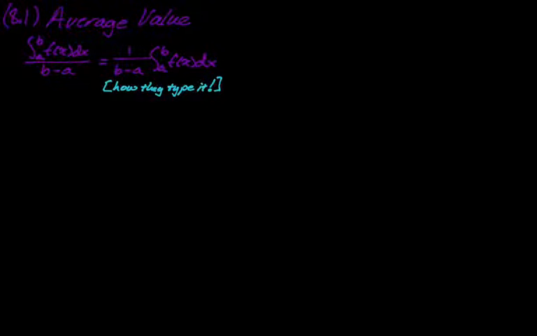First section is average value. So what does average value look like? Average value is the integral from a to b of f of x dx divided by b minus a. You will also see it written as 1 over b minus a times the integral from a to b of f of x dx. And in fact, this is pretty much exclusively how you will see it typed on the AP exam because it is more space efficient.